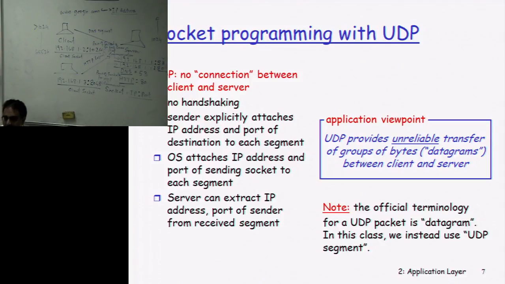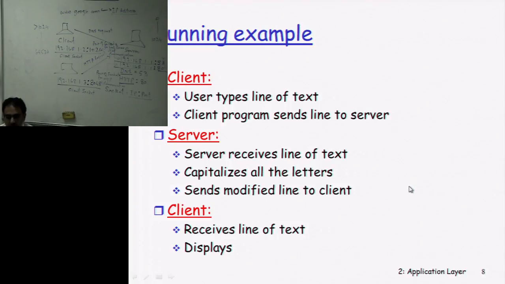Clear? From the application viewpoint, UDP provides unreliable transfer of a group of bytes, a stream of bytes, and UDP bytes are called datagrams between the client and the server. The official terminology for the UDP packet is a datagram. In this class we instead use UDP segment instead of UDP datagrams.